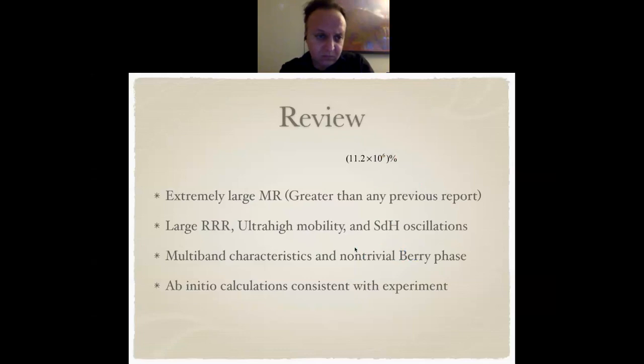So in review, we've seen extremely large magnetoresistance, greater than any report of these semimetals, a very large residual resistivity ratio, ultra high quantum mobility, as well as a high Hall mobility. Shubnikov-de Haas oscillations, which revealed a non-trivial Berry phase.